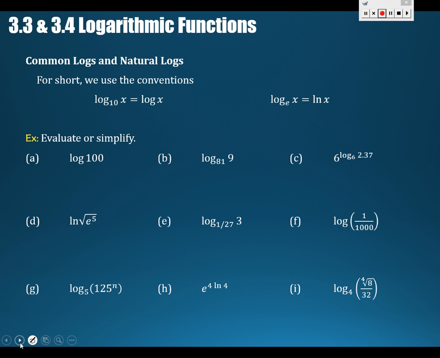Go ahead, I'll give you a couple minutes to do these, because I think these are all interesting. The last three especially are a little dicey. Give them a try.